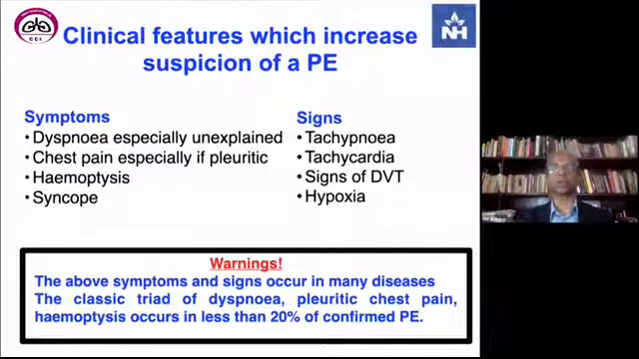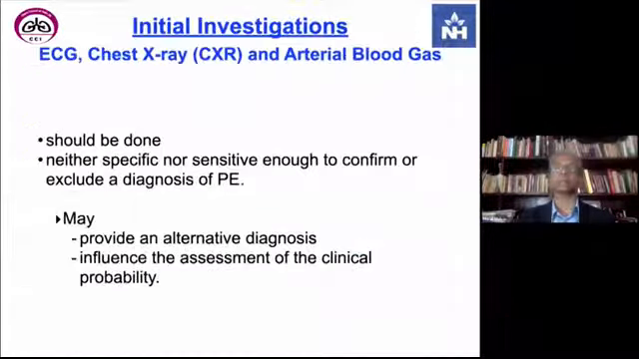Useful is if you look for signs of DVT, either new or old. And of course, hypoxia, which is disproportionate to what you see on an X-ray or a CT scan. But we must take this with a warning. These signs and symptoms occur in many diseases, typically in pneumonia, for example. And this classic triad of dyspnea, pleuritic pain, and hemoptysis occurs in less than a fifth of confirmed pulmonary emboli. So don't rely on these.